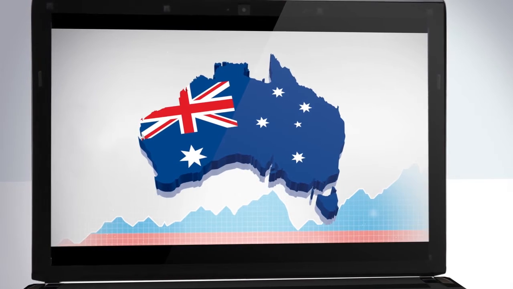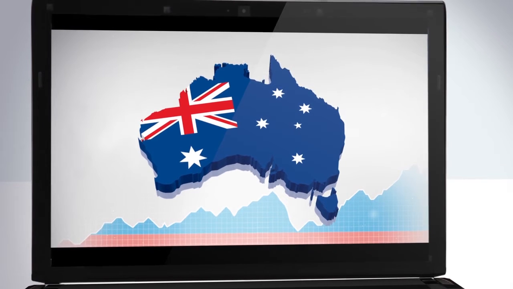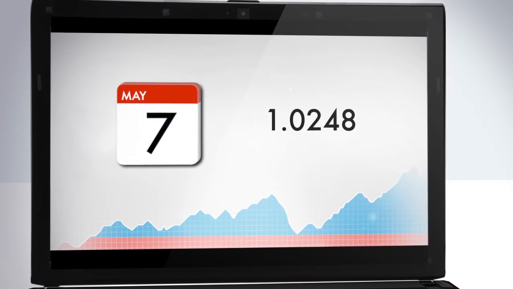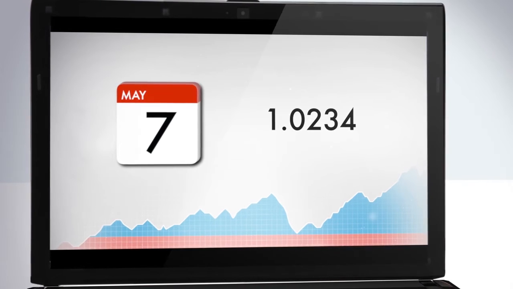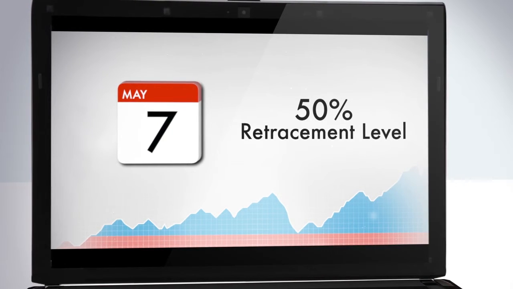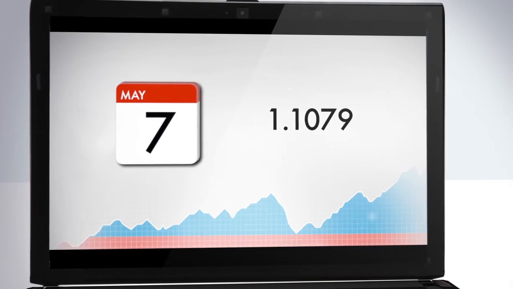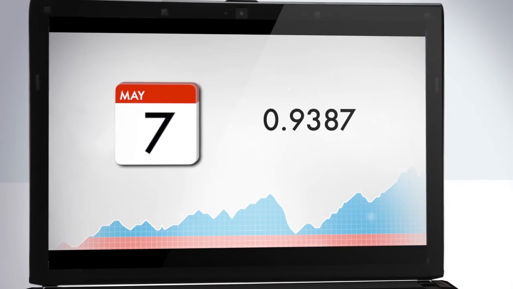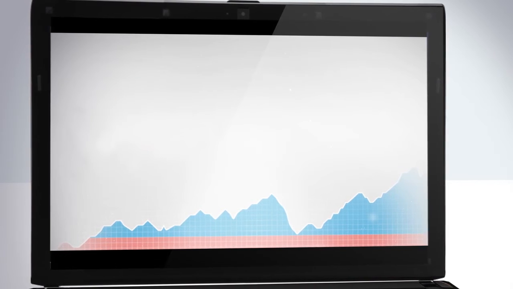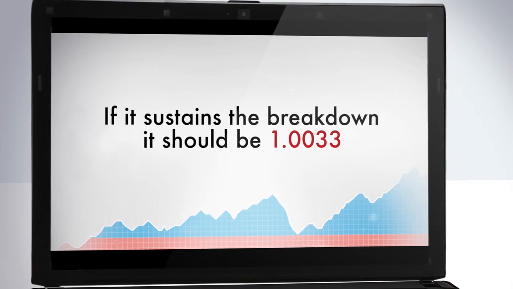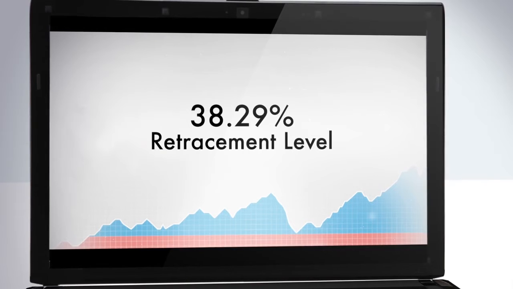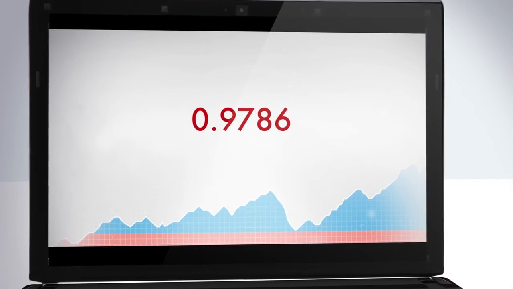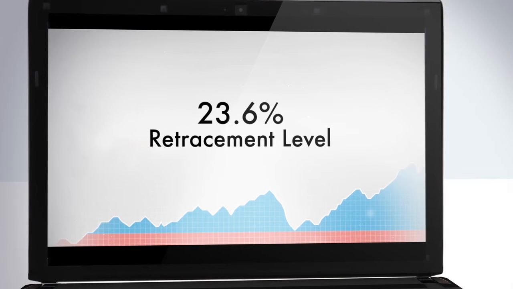We know that the pair sustained the breakdown of an ascending trend line near 1.0248 on May 7th, which signals that selling pressure will continue, but the pair is still left to break 1.0234, a 50% retracement level of its 1.1079 to 0.9387 downfall. If it breaks that level and sustains the breakdown, technically the next support should be 1.0033, a 38.2% retracement level, and 0.9786, a 23.6% retracement level.